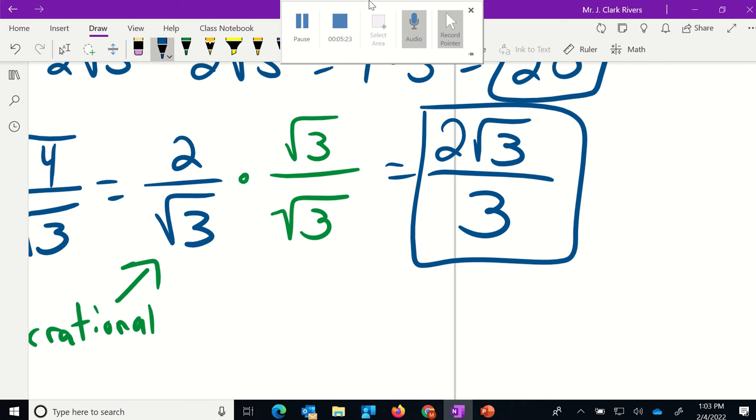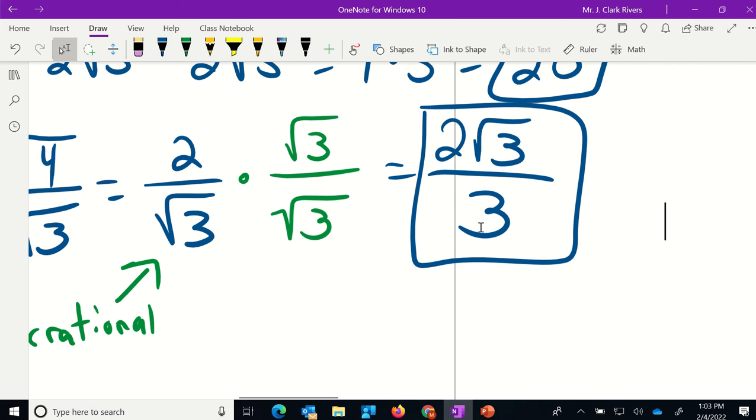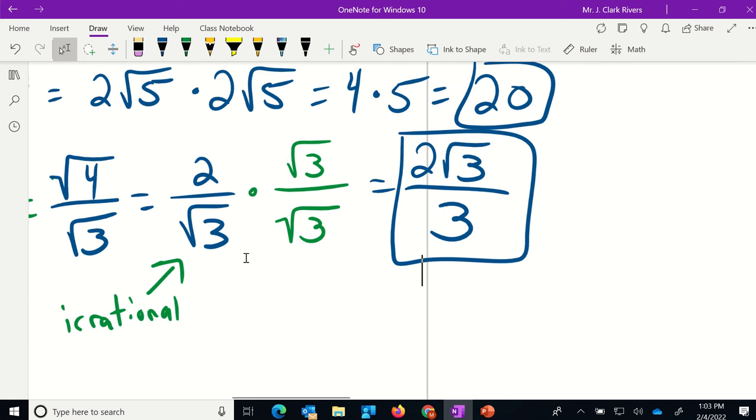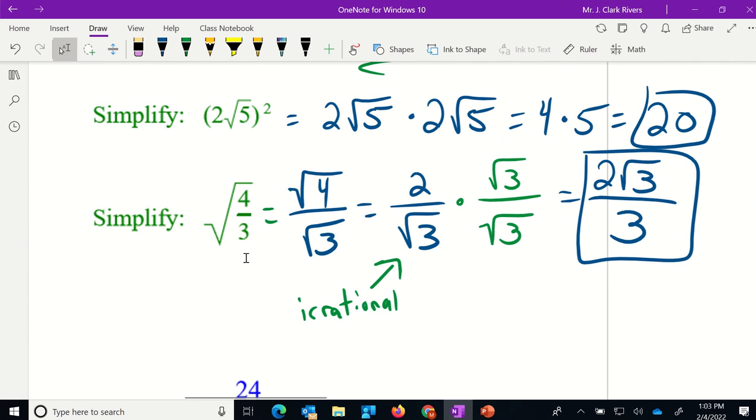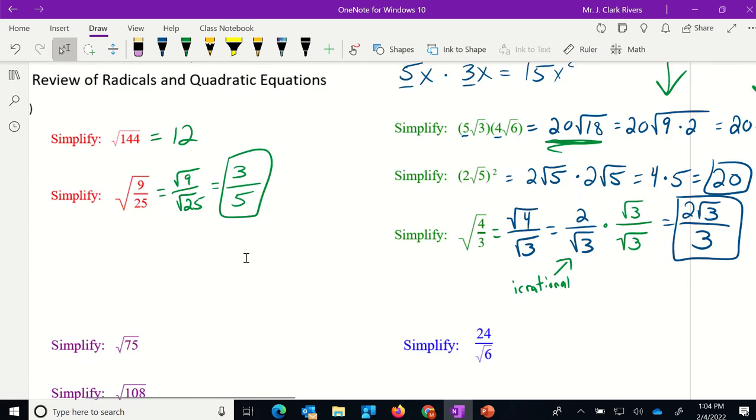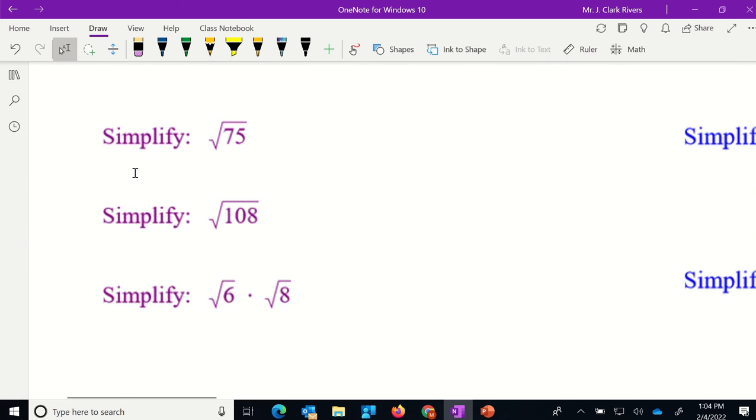Sometimes at this step, you can simplify further. Like if this were 2 over 4 or 2 over 6, that might be a good example. You could simplify that. But this is already simplified, 2 over 3. Can't simplify that further. So we're done with that one. Questions there? Okay. On to the purple set.